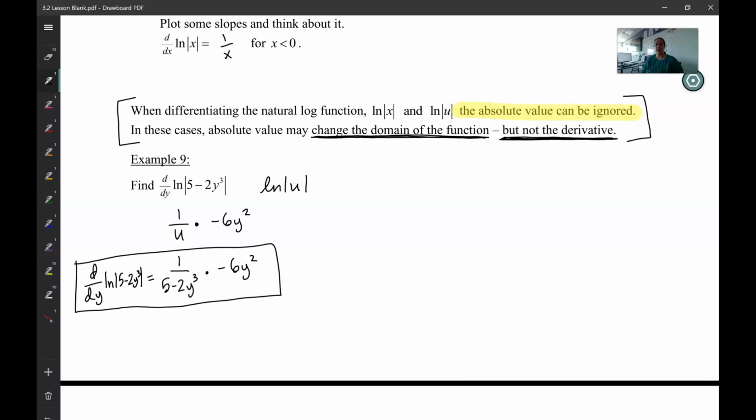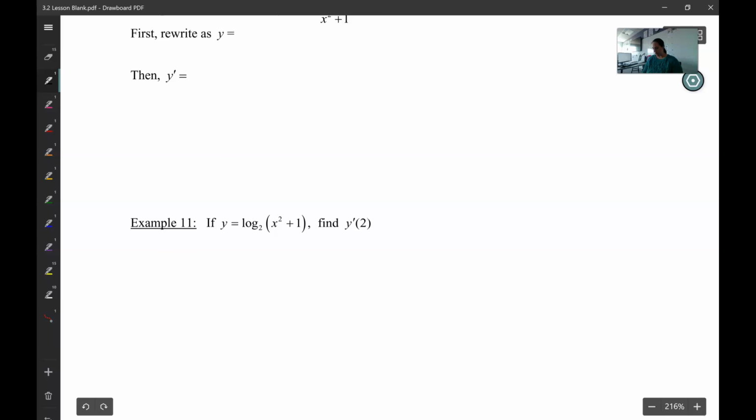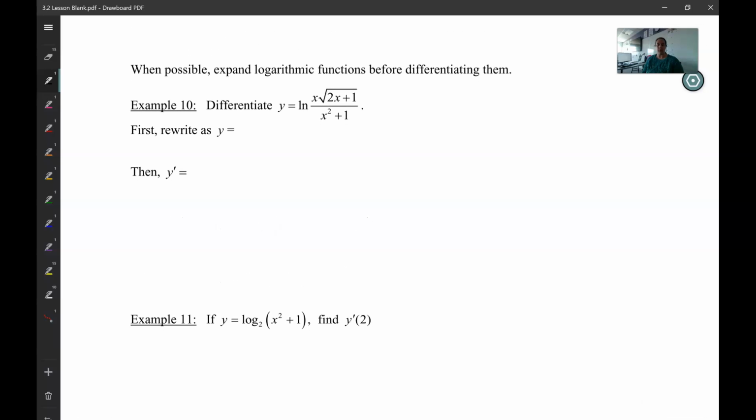Okay, in the last video, we're going to do 2 more examples of differentiating logarithms, and then we'll be done.